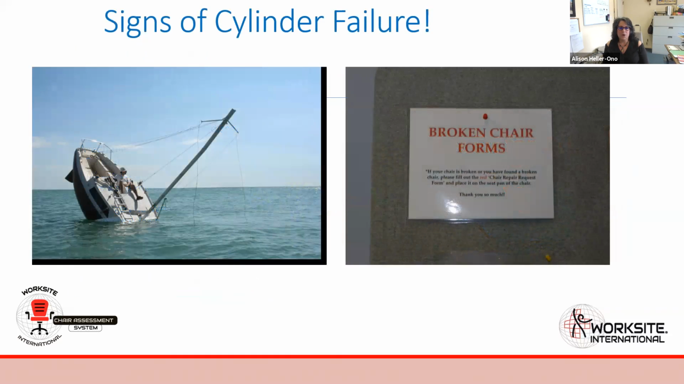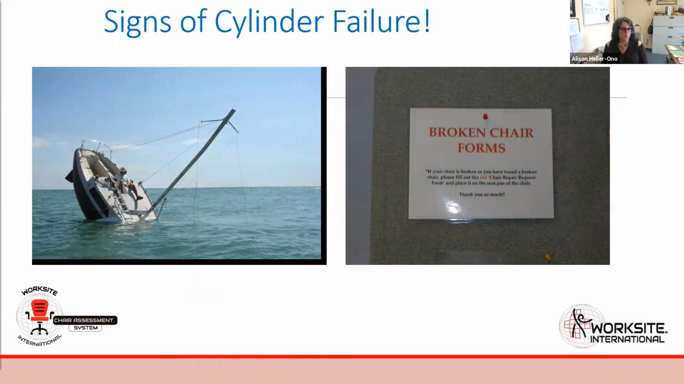Okay, so have some program around broken chairs or chairs that are dirty and need to be cleaned. This I found hanging in the workplace of one of my clients, broken chair forms. If your chair is broken or you have found a broken chair, please fill out the red chair repair request form and place it on the seat pan of the chair. So letting somebody know at facilities or maintenance that the chair is no longer operational.